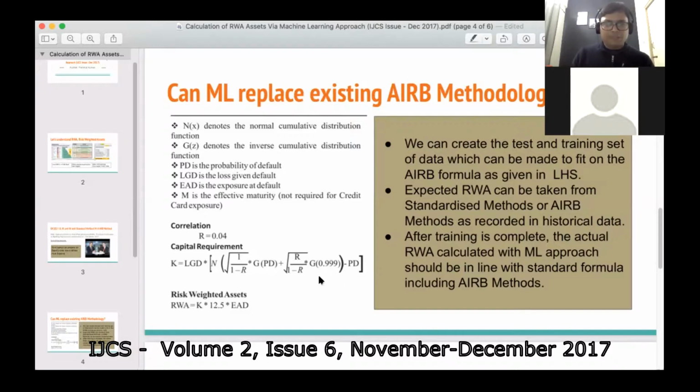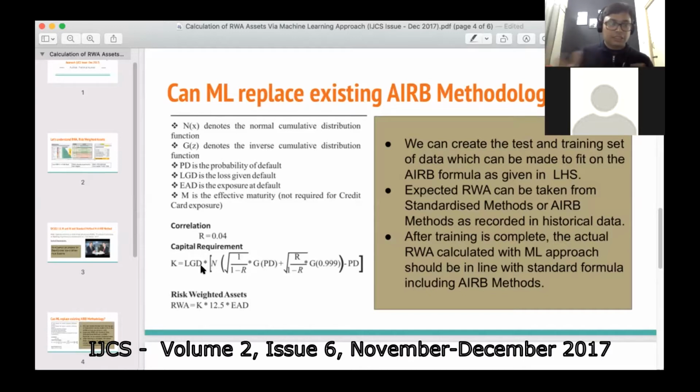So every machine learning curve with so much data will fit onto such kind of equations easily. So this was my simple hypothesis based on which I wrote this paper. And when I wrote this paper, I experimented with many things. I experimented with keeping the LGD as constant and varying probability of default from 0 to 50%, then keeping probability of default as constant at 20%, and varying LGD from 0 to 100%.